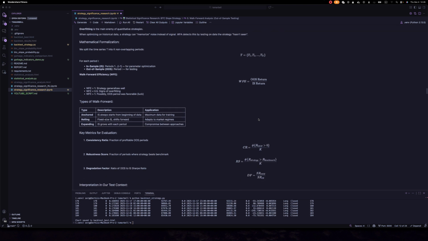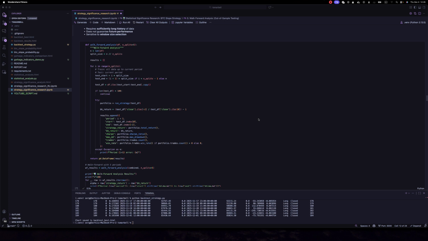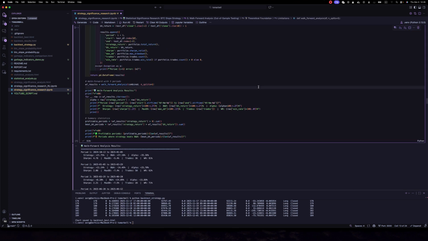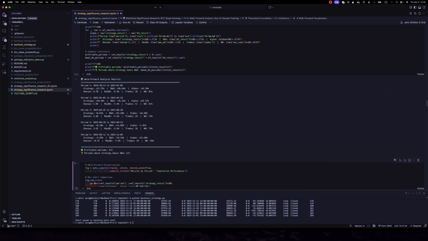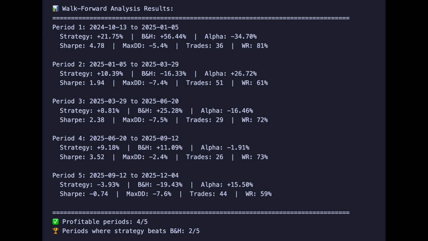Test number 3. Walk forward analysis. The question: does it work on new, unseen data? I split the data into 5 periods and tested each one independently. What are the results? 4 of 5 periods were profitable. Average return is around plus 6.64% per period. One period had small losses of around minus 2.65%, but this is normal market variance. The strategy is robust across different market conditions, and it's only a long strategy.